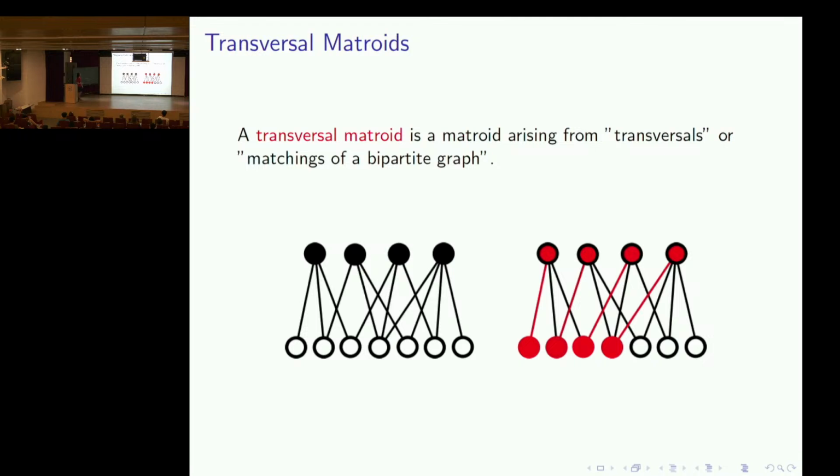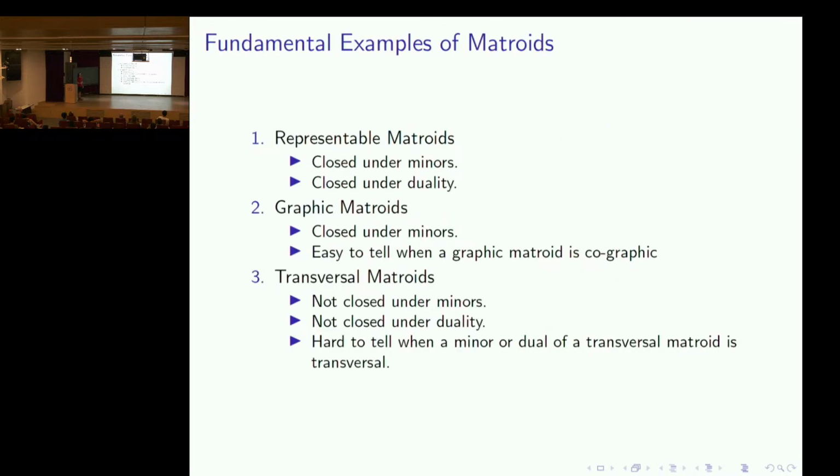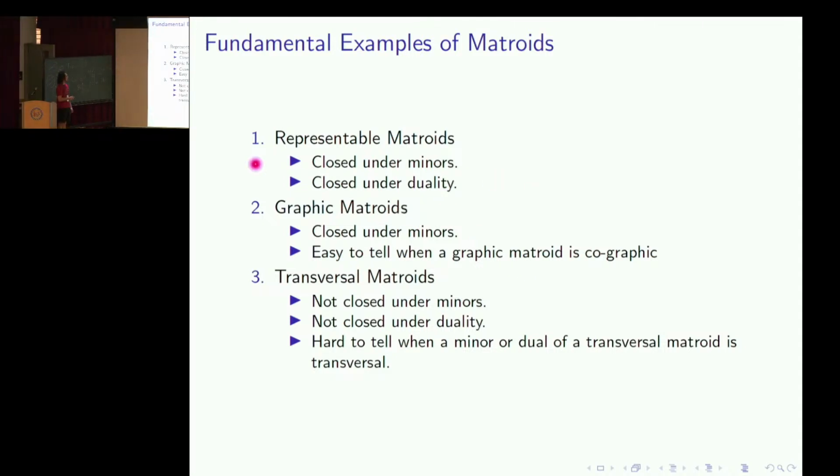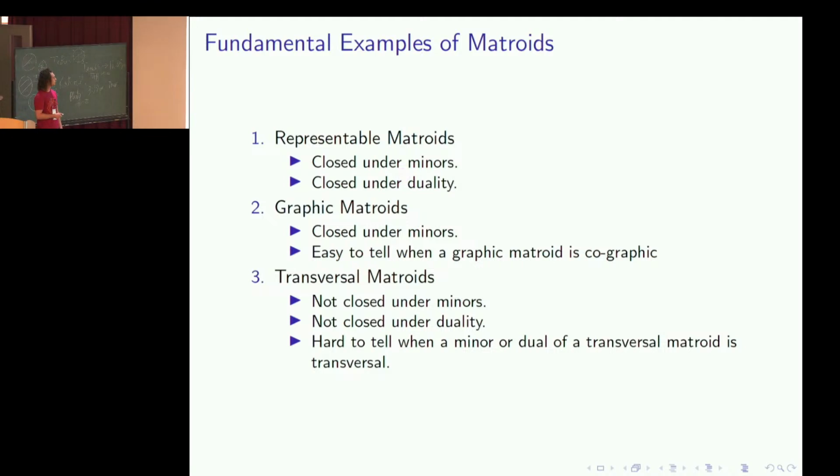So they have this rather straightforward, innocent-looking definition, but there's actually some evil hiding under the surface here. If we compare them to our other types of Matroids, we can look at representable Matroids first. Representable Matroids are basically perfect. They have everything you want. They're closed under duality, they're closed under minors, and not only that, but if I have a matrix representation of a Matroid, and I want to find a minor or a dual, then I can do that very easily in polynomial time with matrix operations. So they're basically everything we would want from a class of Matroids.